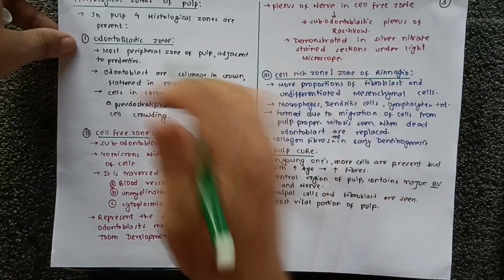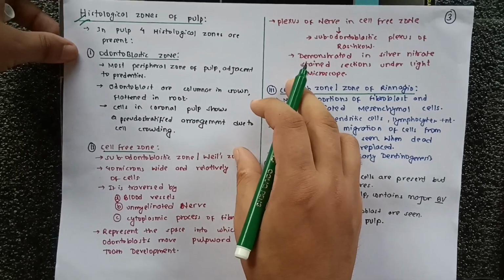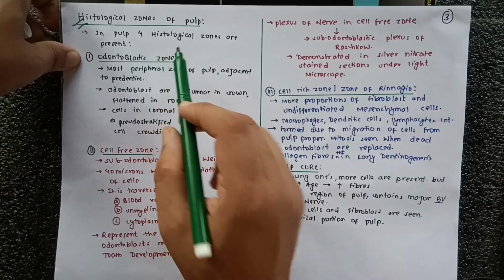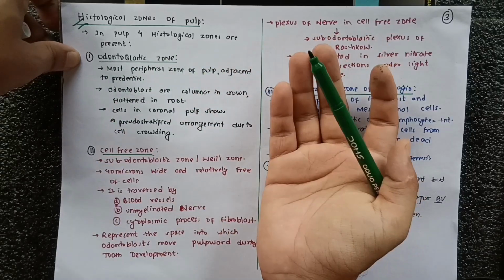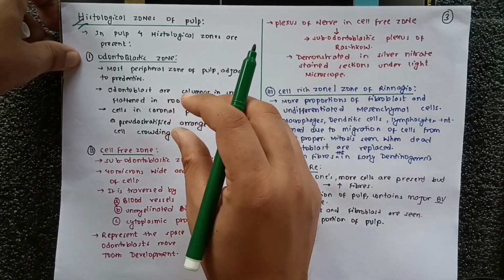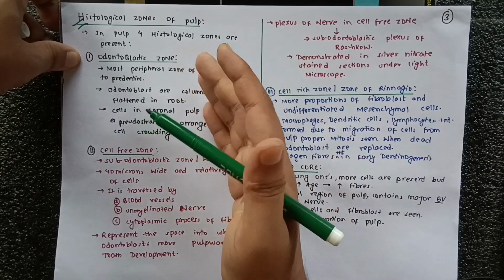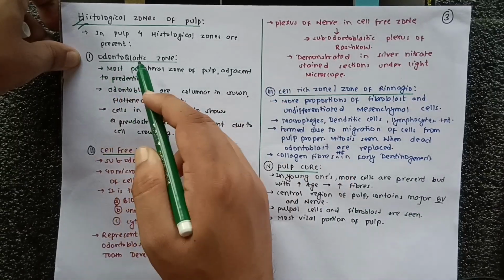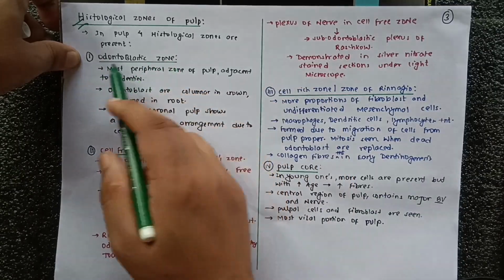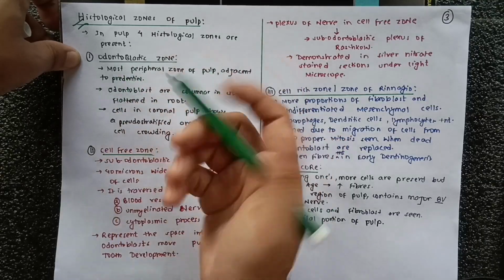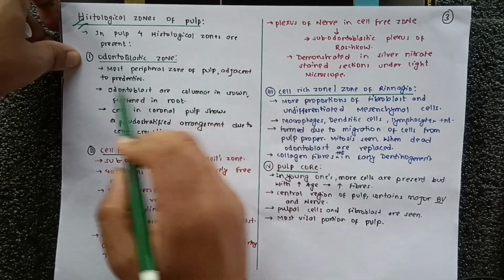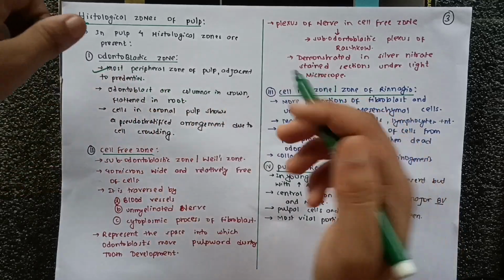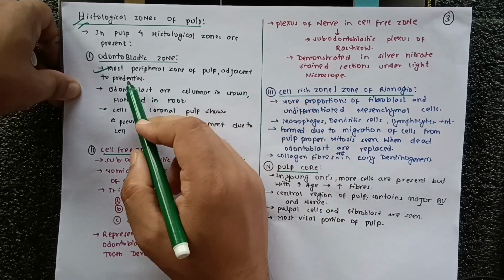Now this is one of the most important topics, the histological zones of the pulp. In the pulp there are four histological zones, which means the zones of the pulp are divided on the basis of differences in histological features. Our first zone is the odontoblastic zone, and as the name suggests, it contains the odontoblasts. It is the most peripheral zone of the pulp, adjacent to the predentine.